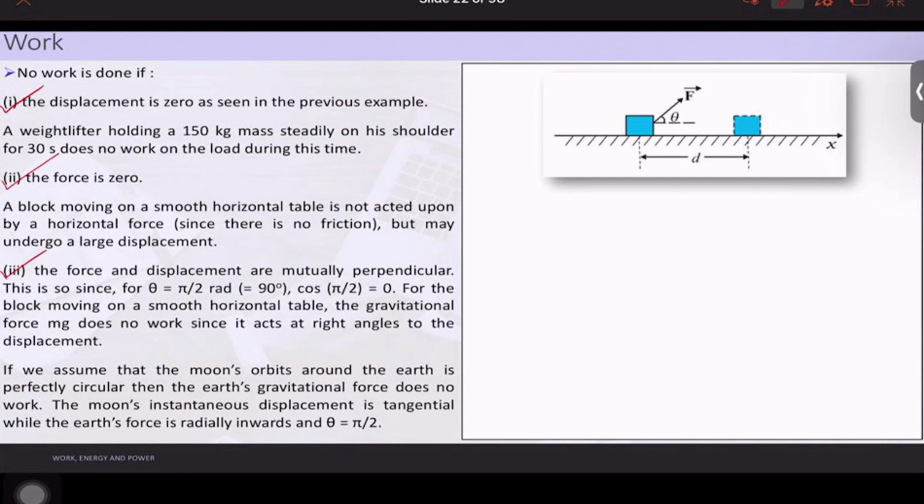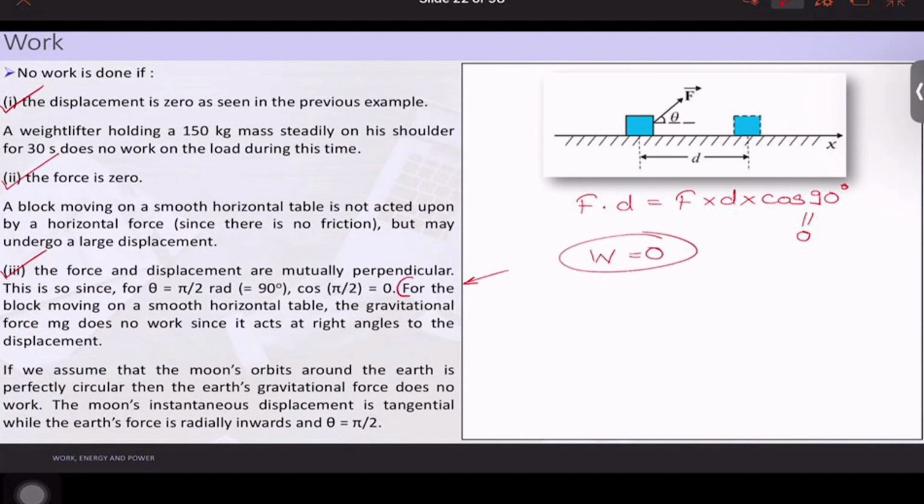So the force and displacement are mutually perpendicular. This is so because theta is equal to pi by 2 radians, which is equal to 90 degrees. Therefore, cos pi by 2 is 0. So basically what is happening? F dot D is equal to magnitude of F into magnitude of D into cos of 90. Because cos 90 is 0, therefore, work done is equal to 0.